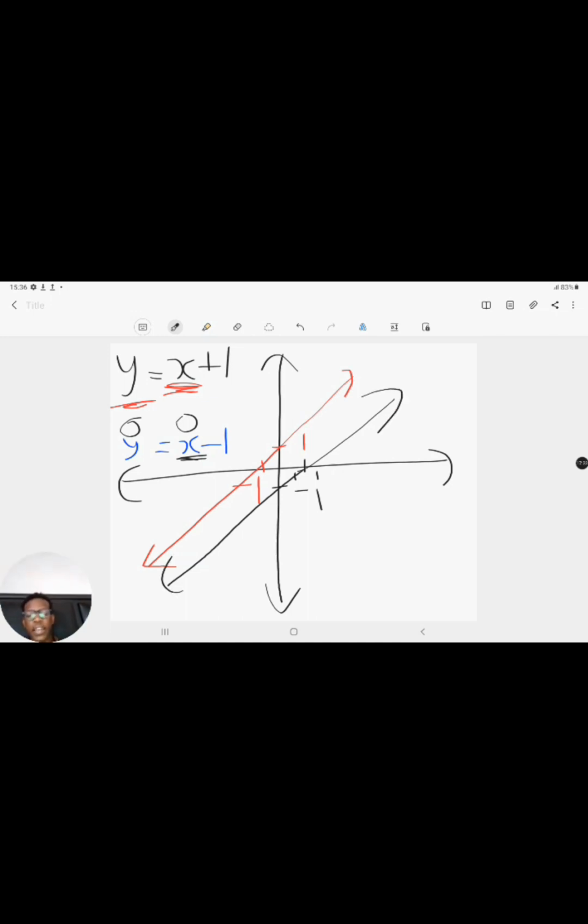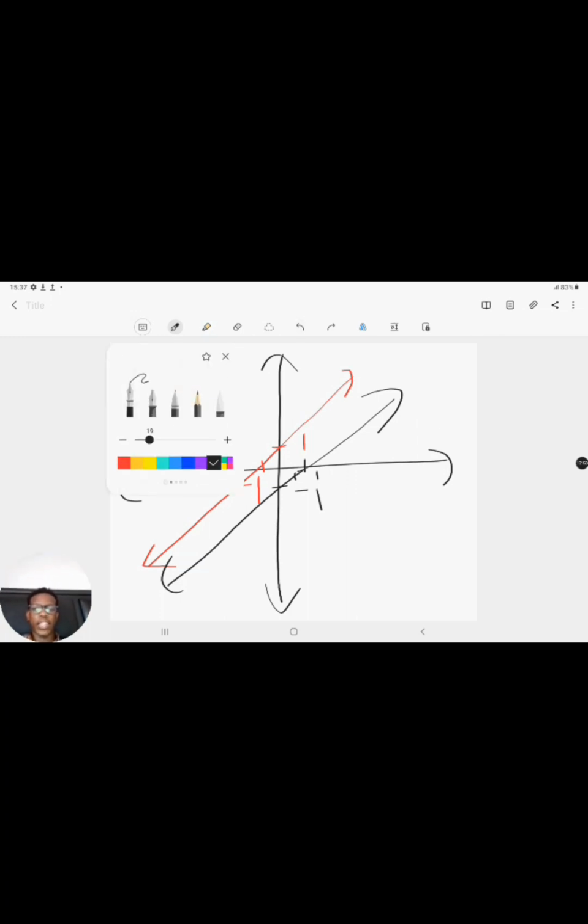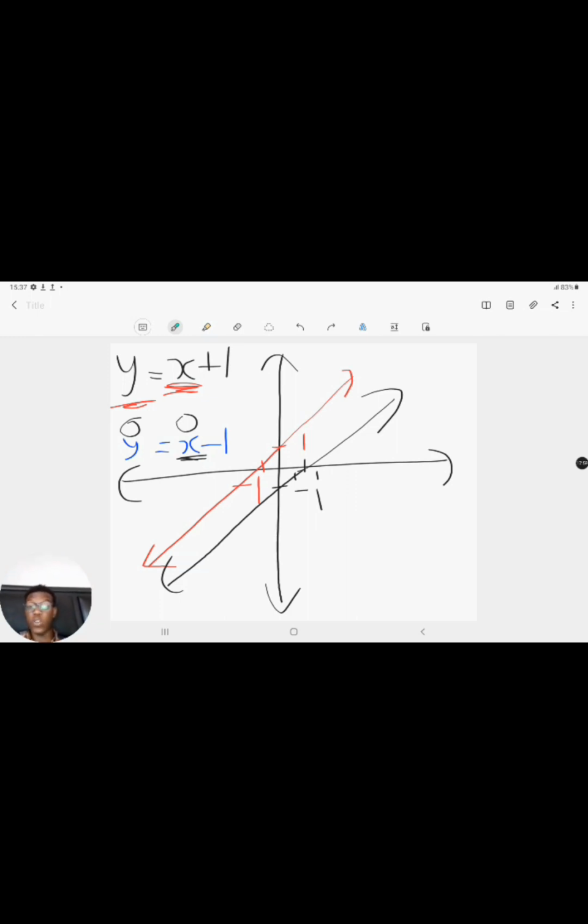It's a straight line. Now, what do you notice about these lines? This blue line is the inverse of the red line. Now, I want you to notice that these lines are mirror images of one another. They look exactly the same. They're parallel to one another. So this tells you that they look identical and they are mirror images of one another.